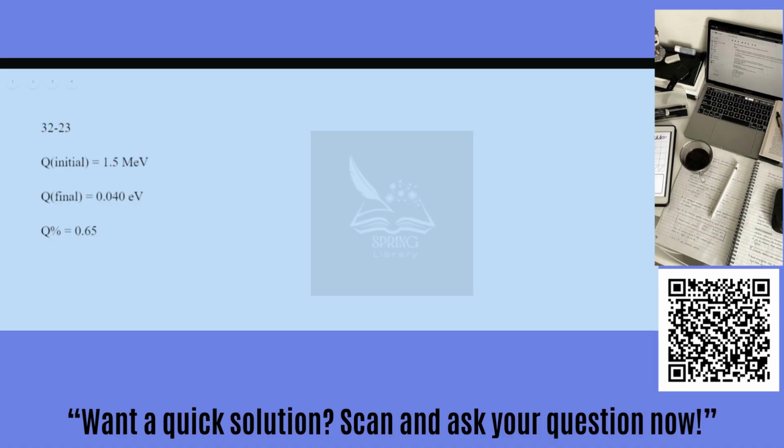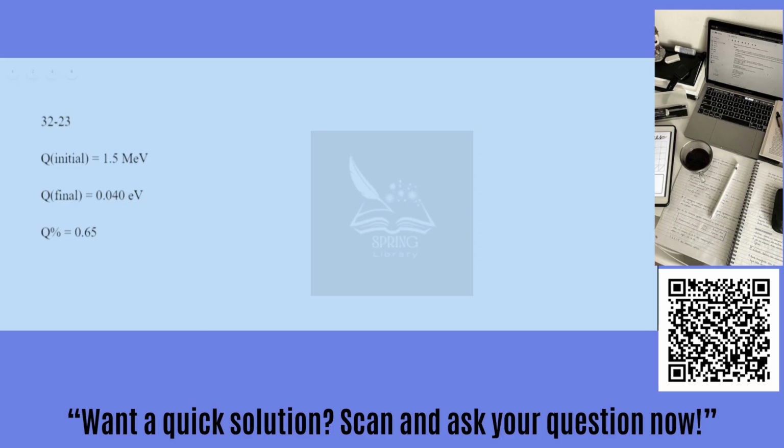Question 23 states that neutrons released by a fission reaction must be slowed by collisions with the moderator nuclei before the neutrons can cause further fissions. So if we suppose that a 1.5 MeV neutron, which I call Q initial here, leaves each collision with 65% of its incident energy, how many collisions are required to reduce the neutron's energy to at least 0.04 eV, which is the energy of a thermal neutron?